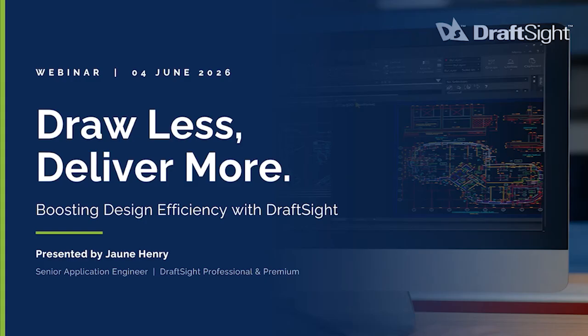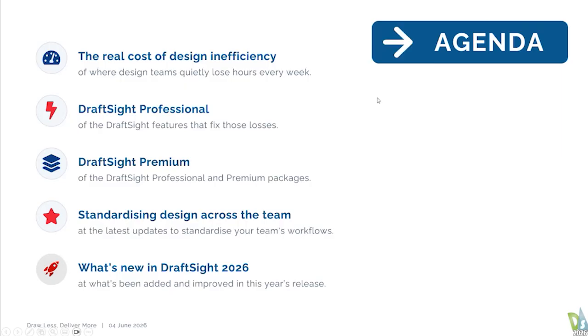For the next 45 minutes, I'm going to take you through drawing less and delivering more, boosting your design efficiency with DraftSight. Here's the shape of our week. We're going to look at the real cost of design inefficiency, and where teams quietly lose hours. Once we identify those inefficiencies, we'll look at the packages available in DraftSight, which are Professional and Premium, and the tools available to mitigate these losses. Then we'll look at standardizing designs across the team, and also what's new in DraftSight 2026.